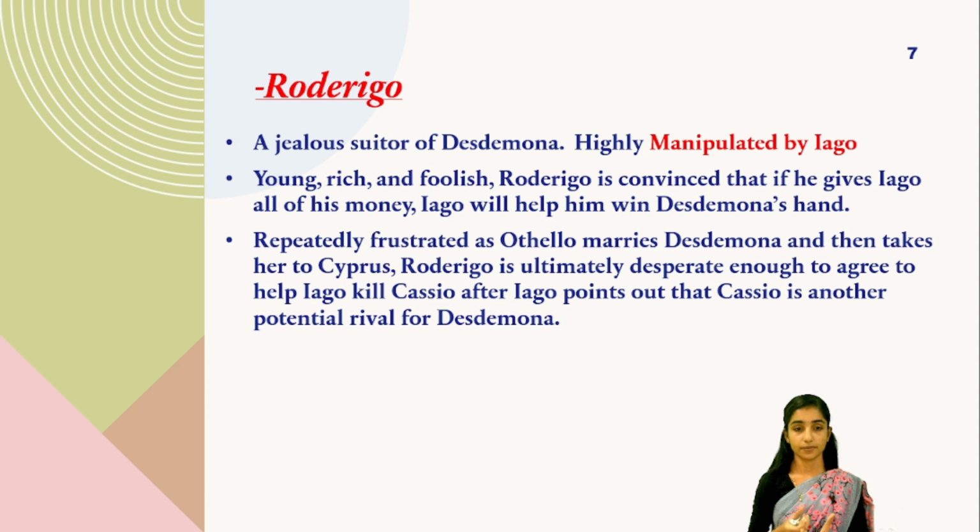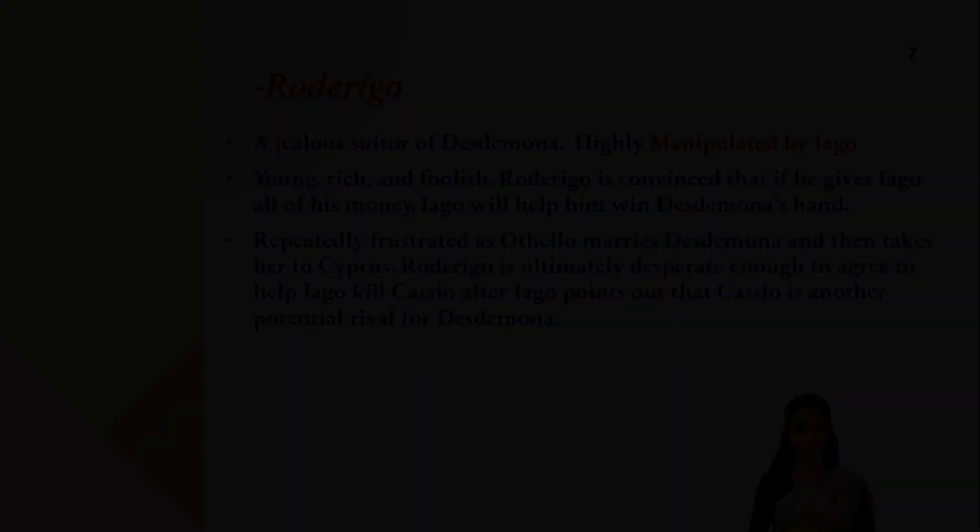Iago was repeatedly frustrated as Othello marries Desdemona and takes her to Cyprus. Rodrigo is ultimately desperate enough to agree to help Iago kill Cassio, because at one point Iago manipulated that Cassio is another suitor of Desdemona, planning that Cassio and Desdemona are having an illegal affair, both of them.